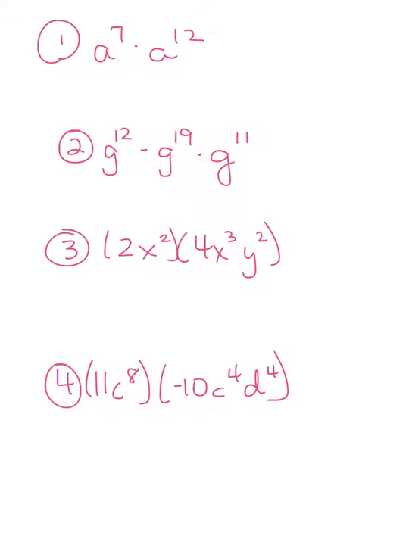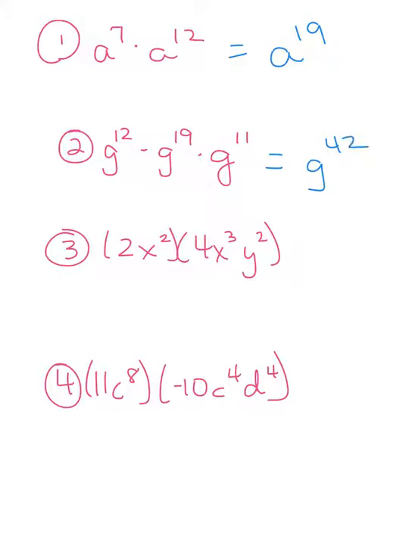Our first problem says a to the 7th times a to the 12th. Now remember, since I'm multiplying, I'm going to add my exponents, so I end up with a to the 19th. In number 2, the same thing holds true. My bases are the same, so I can add my exponents. So if I add 12 plus 19 plus 11, that's going to give me g to the 42nd power.